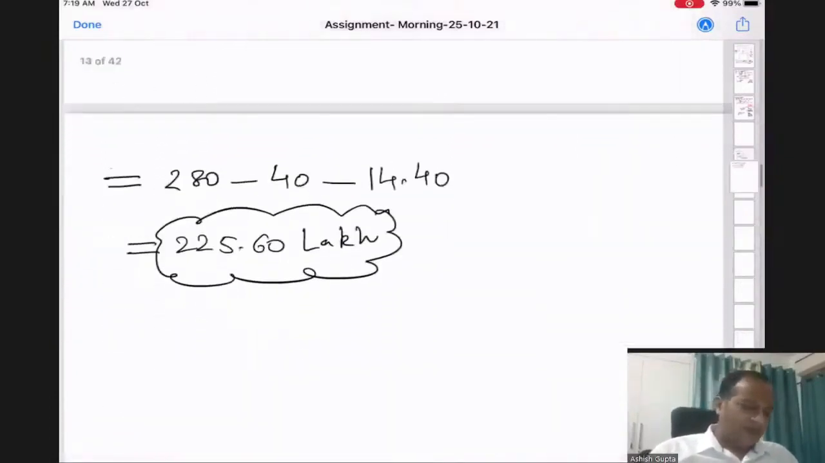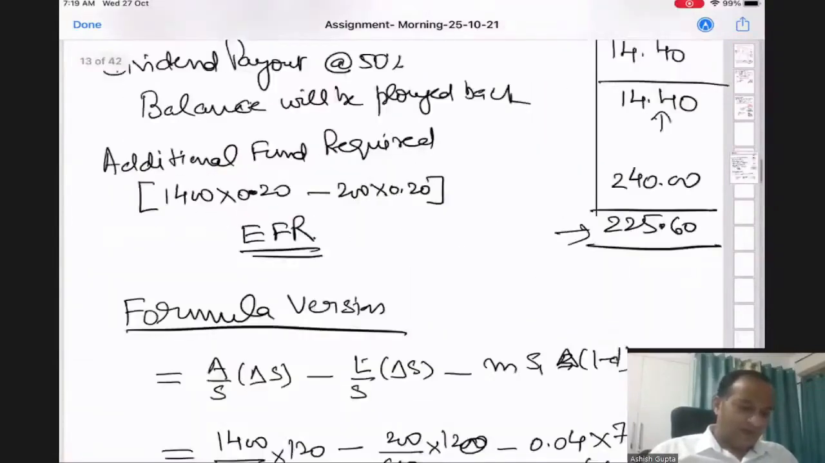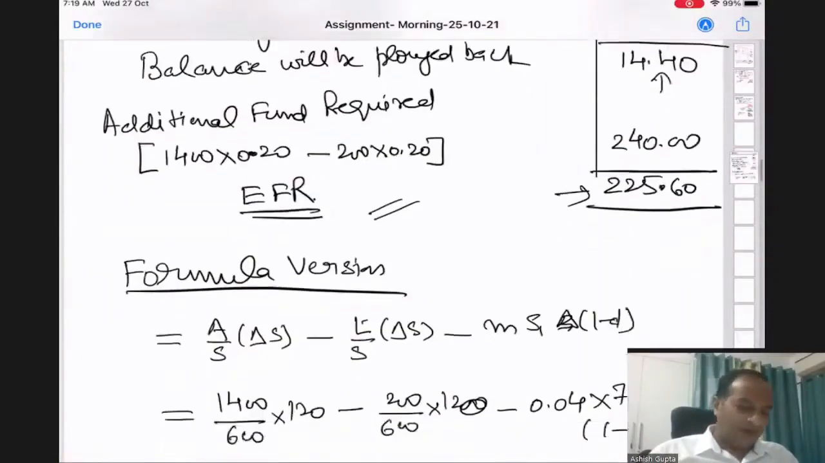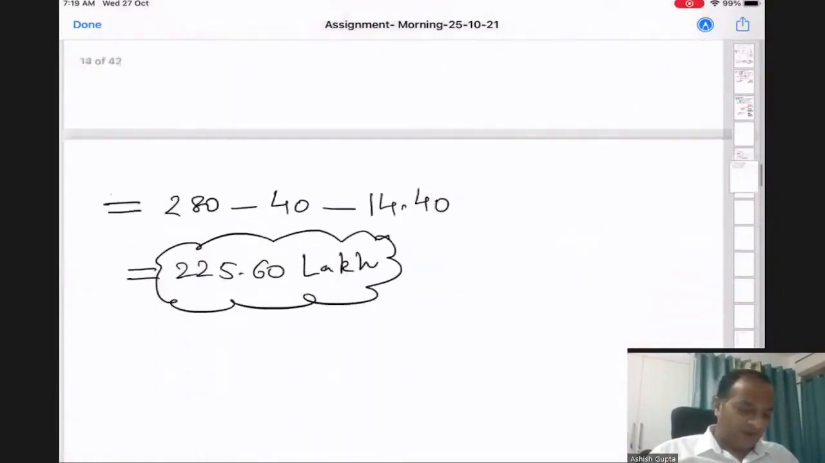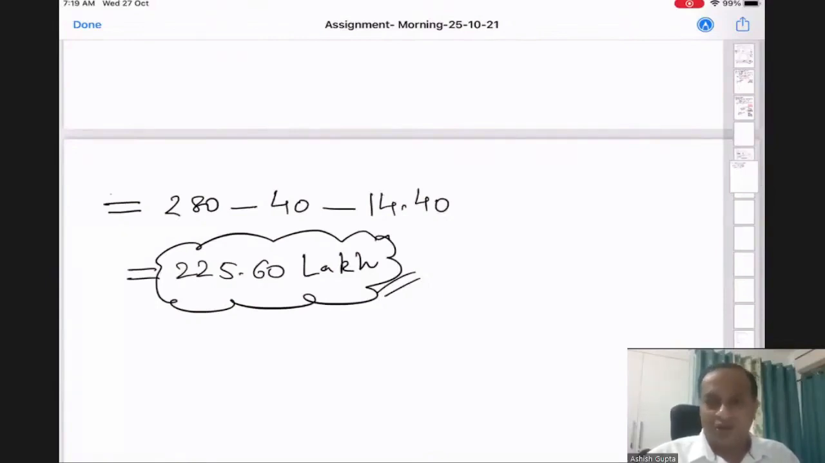One is the tabular form, and another version is the formula version. In the last class, before closing my chat box, I saw a query: Sir, in the examination, which method should we follow, tabular presentation or formula based? Student, it is up to you. You can follow either way and you will get full marks. There will be no deduction of marks because this is only an alternative manner of presentation. So don't worry on that part.